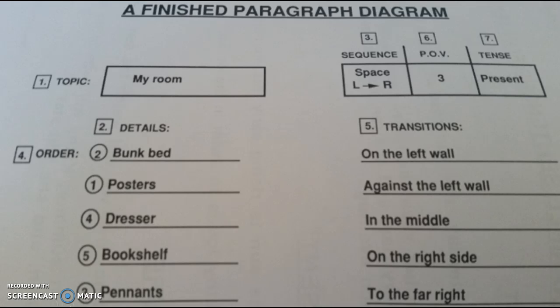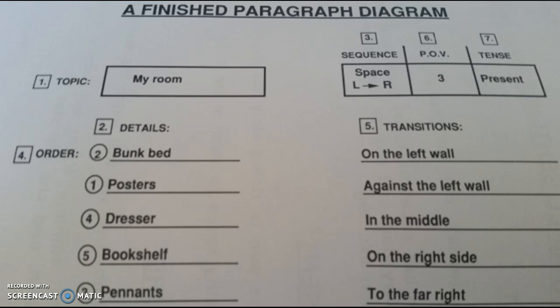And then we have transitions. Transitions is number 5, sorry. These are listed in the order that we had already picked. So for transitions we have: for the bunk bed, on the left wall; posters, against the left wall; dresser, in the middle; bookshelf, on the right side; and pennants, to the far left. These all go with the space sequence.